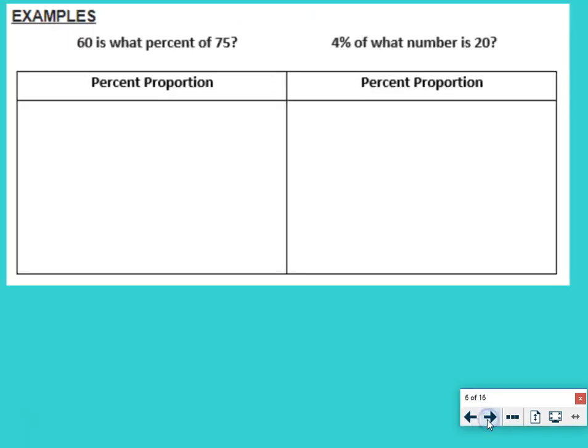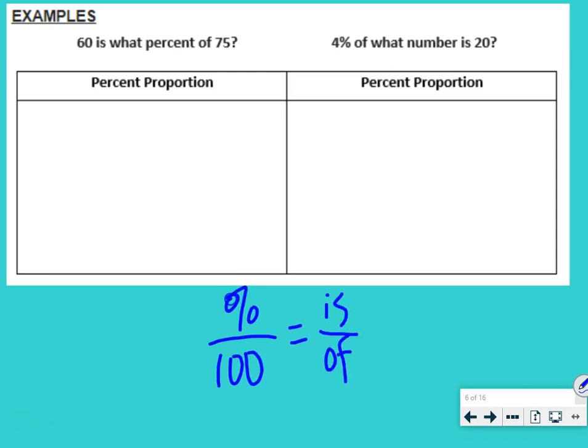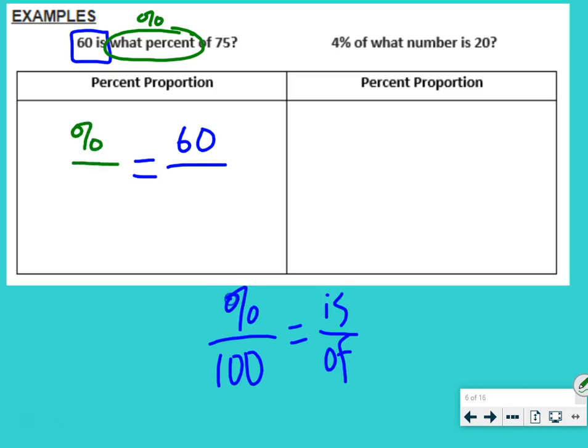So, let's do some practice. Put this here just to remind us: percent out of 100 equals is over of. So if we read, 60 is what percent of 75? 60 is, so where is in our proportion, which is on the top, we put 60. What percent? That means we don't know the percent. That means we need to figure out what the percent is. So over here, we don't know that percent, but we do know it will be out of 100. Of 75. Since there's an of next to it, it goes in the of spot. So 75 would go there.